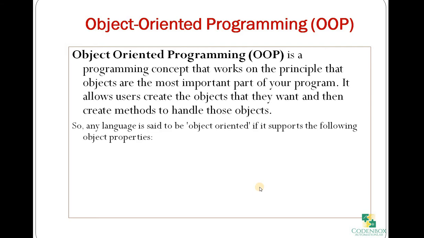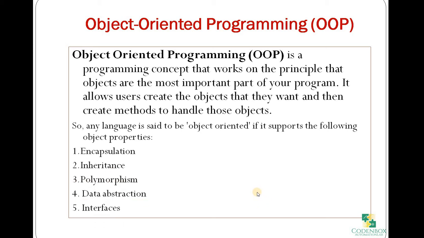Any language is said to be object-oriented if it supports the following properties. Number 1, encapsulation. Number 2, inheritance. Number 3, polymorphism. Number 4, data abstraction. And number 5 is interfaces.